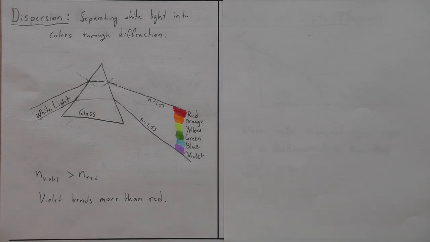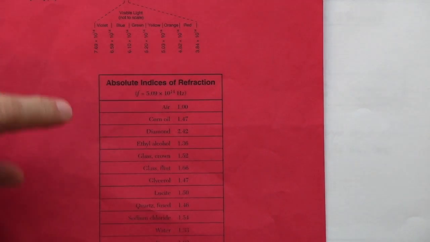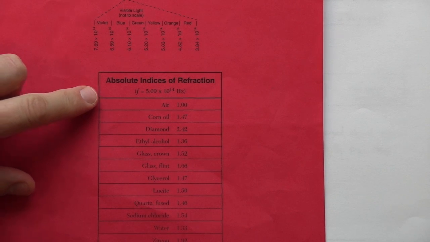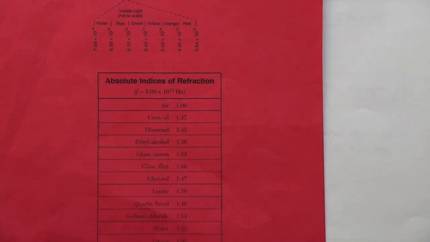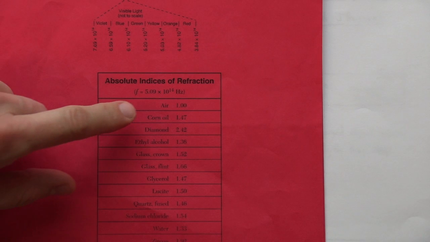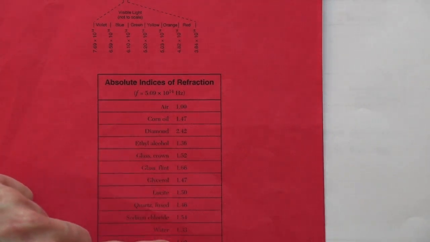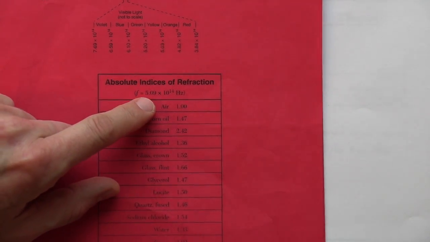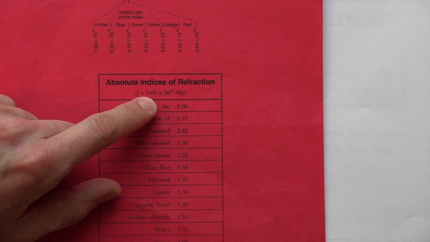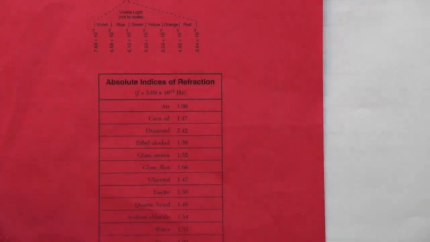What you would actually see, well, let's take a look first of all at our reference table. There was a frequency up here, 5.09 times 10 to the 14th. The reason why is that these indices were calculated or determined experimentally for this kind of light, which if you look up here is yellow light. It's one of the lights that comes out of the sodium atoms when they're excited.